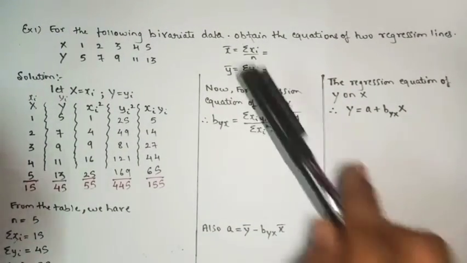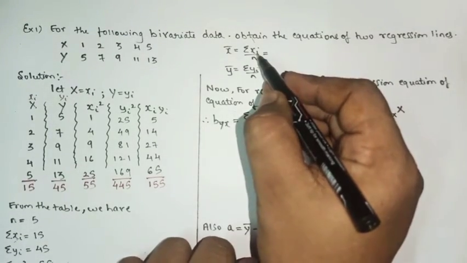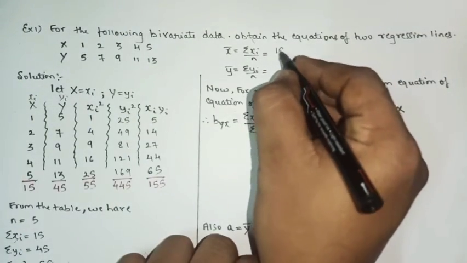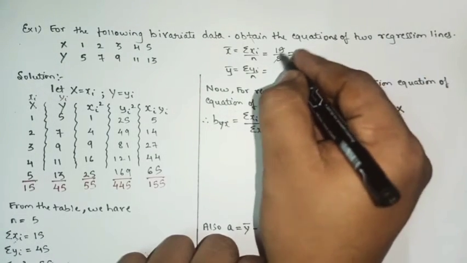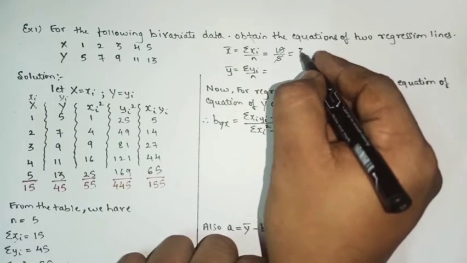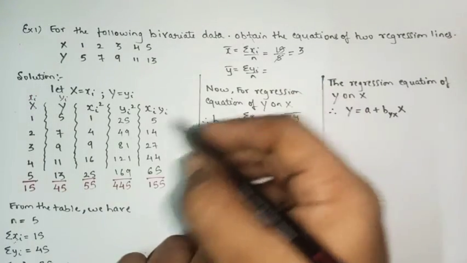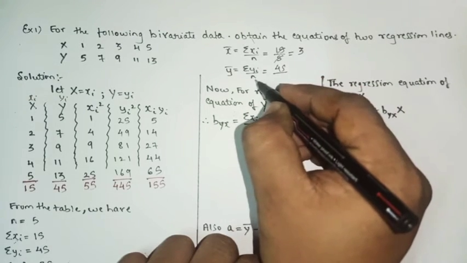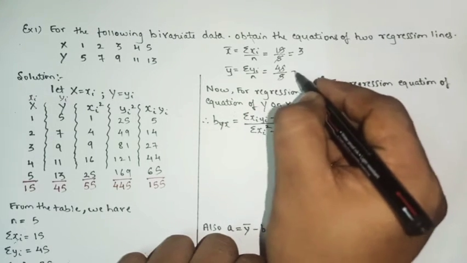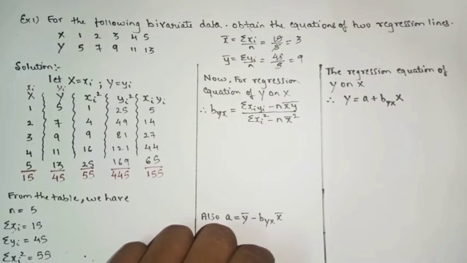After that, you will find x mean and y mean. The total of xi is 15, n is 5, so 5 threes are 15, so the mean is 3. Yes or no? The yi total is 45, n is 5, 5 nines are 45, so the mean is 9.